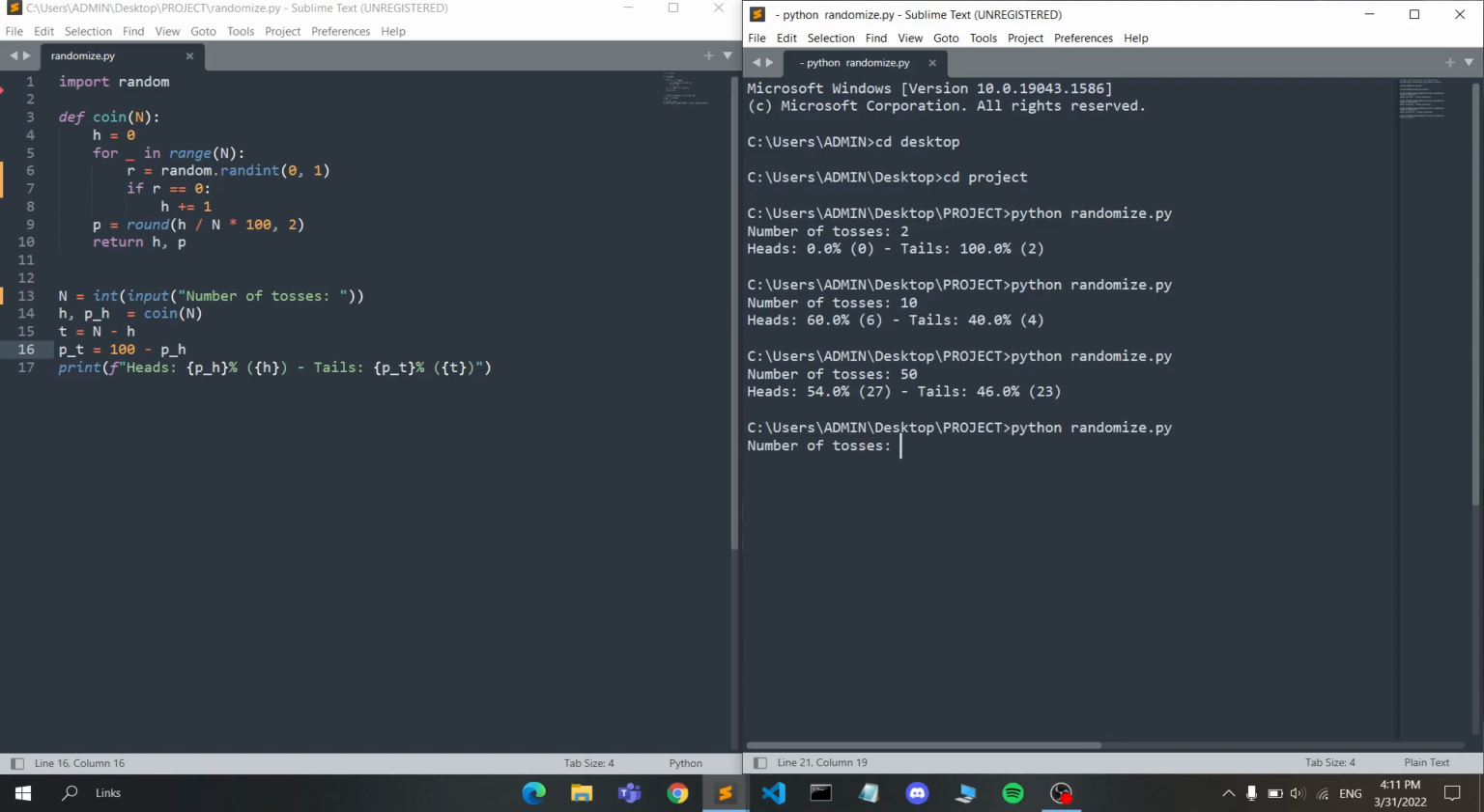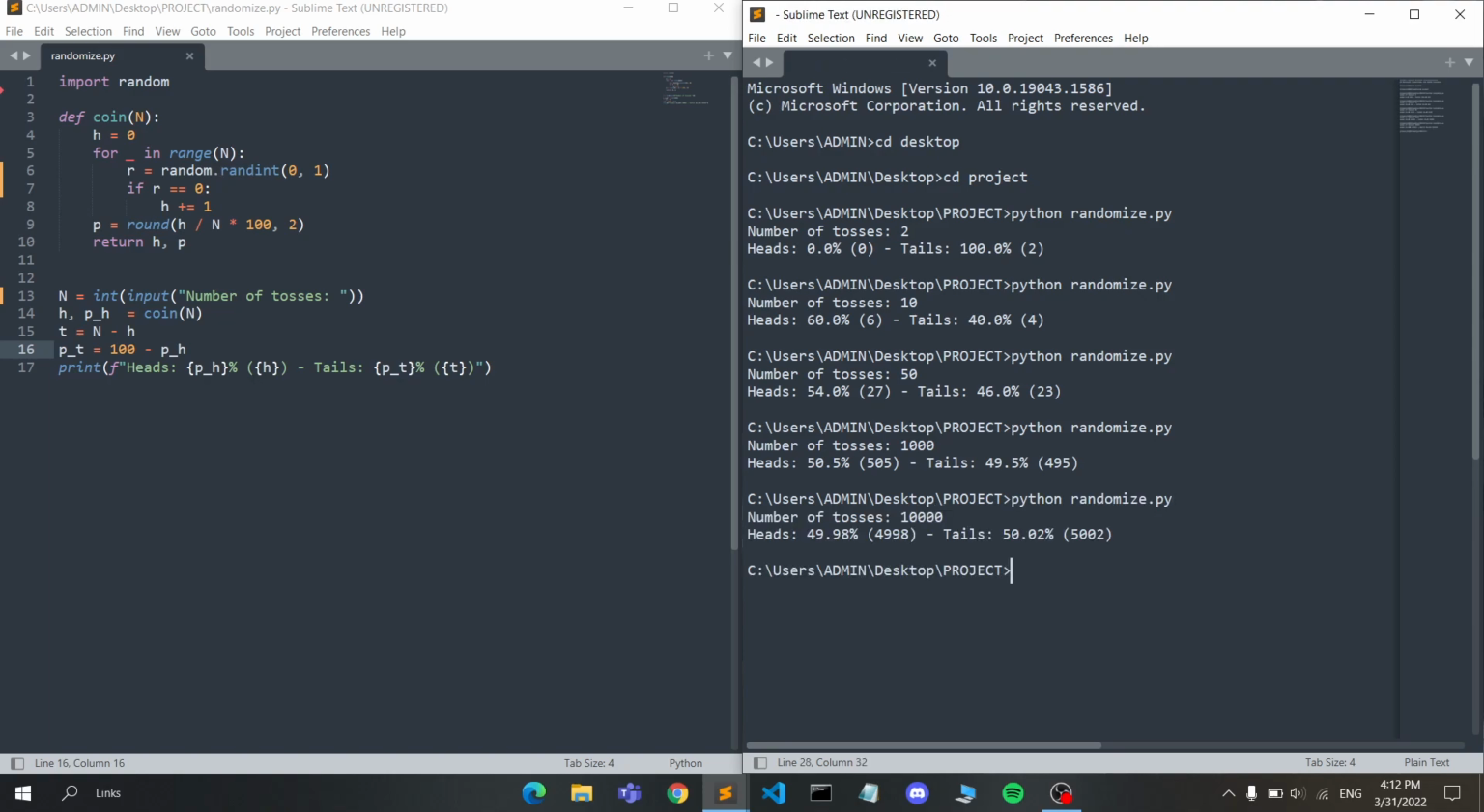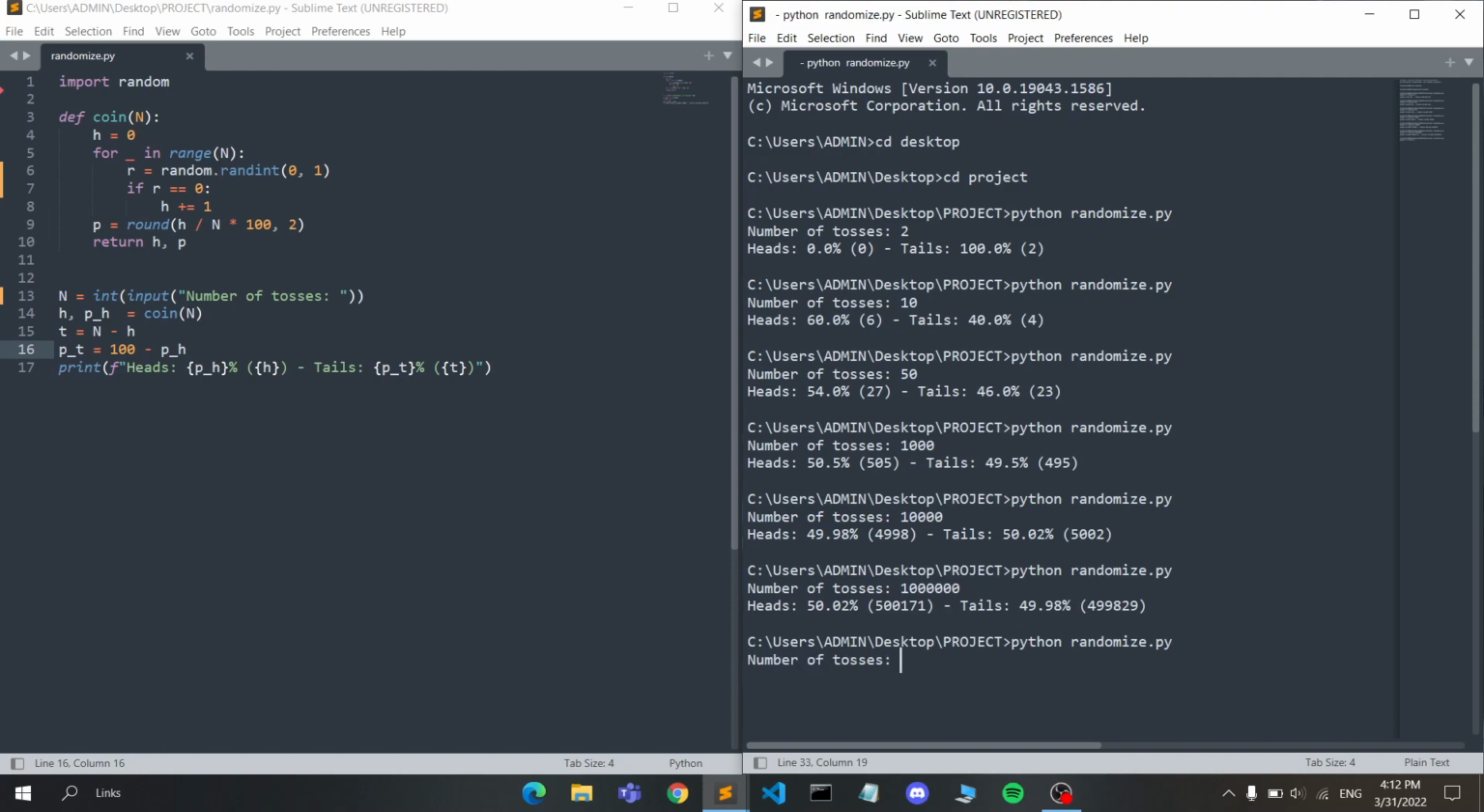Now a larger number, 1000: 50.5 and 49.5. Yeah, you will see that it is really near 50-50. 10,000. Yeah, or 1 million: 50.02 and 49.98.